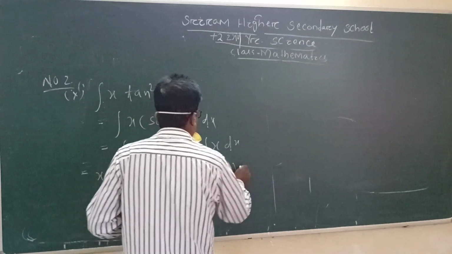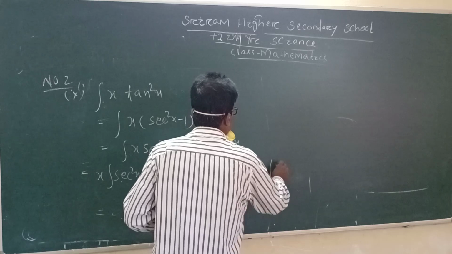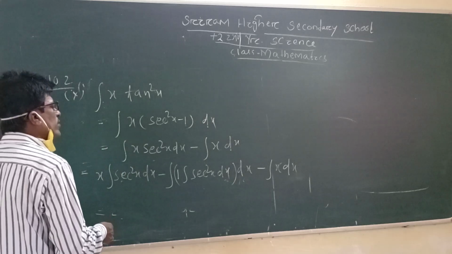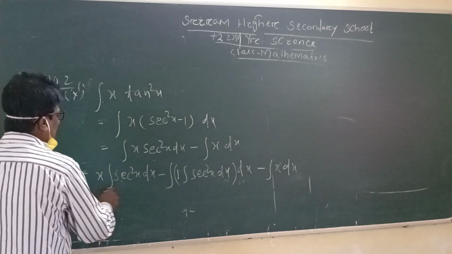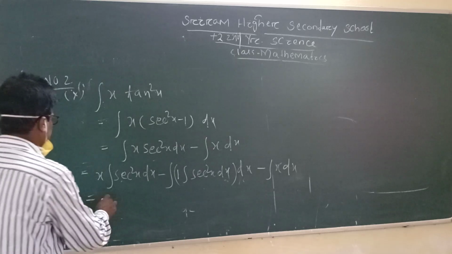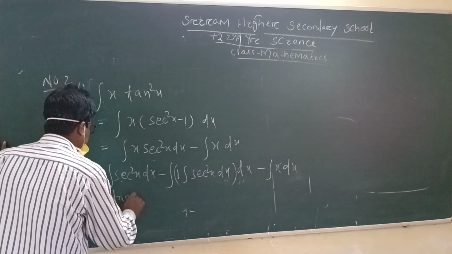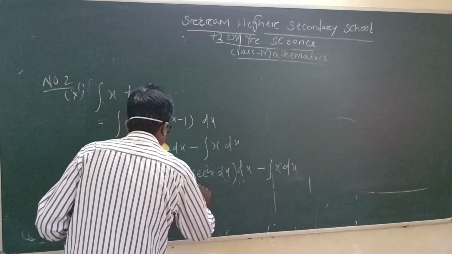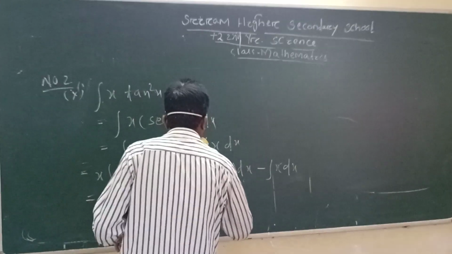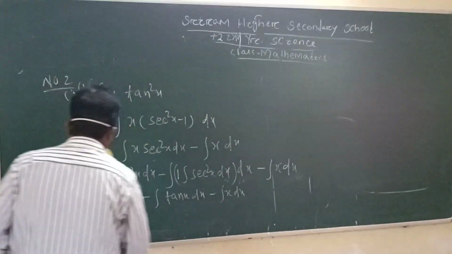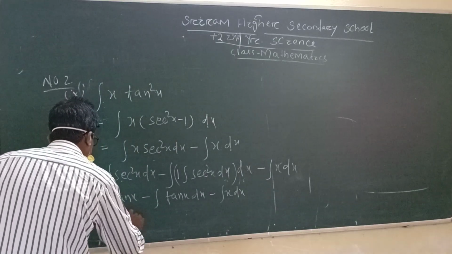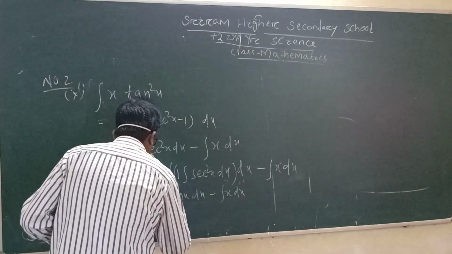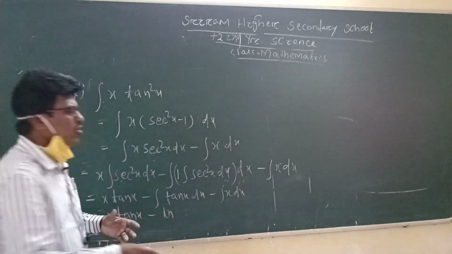Whole dx, minus the integration of x dx. You know the value of the integration of x; you evaluate it at last and put the constant c lastly. You know the integration of sec square is equal to tan x, so x tan x, 1 into tan x is equal to tan x, that is the integration of tan x dx, minus the integration of x dx. Then x tan x minus the integration of tan x. Do you know the integration of tan x? That is ln sec x. Integration of tan x is equal to ln sec x.